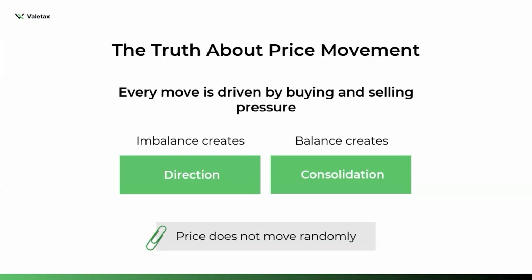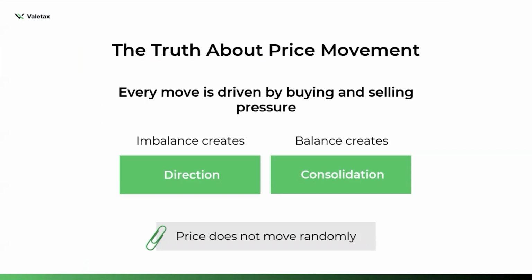Where there are more buyers than sellers, prices would rise. And where there are more sellers than buyers, prices would fall. So that is the core reason for demand and supply. Demand is the presence of buyers in the market, while supply is an excessive presence of sellers in the market. Every move is driven by buying and selling pressure, hence why imbalances create direction.